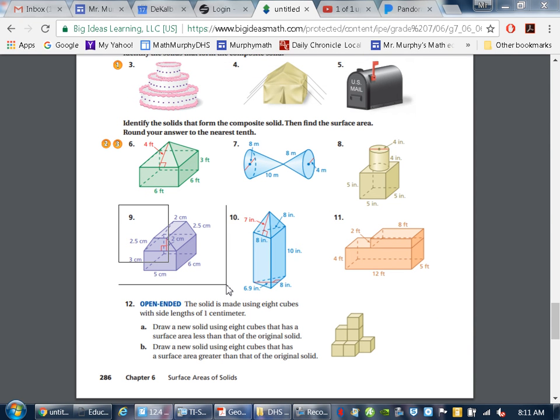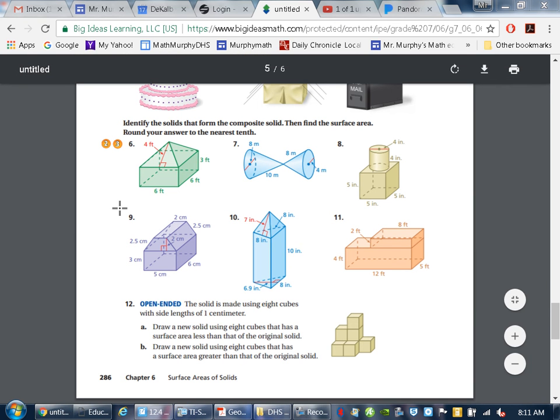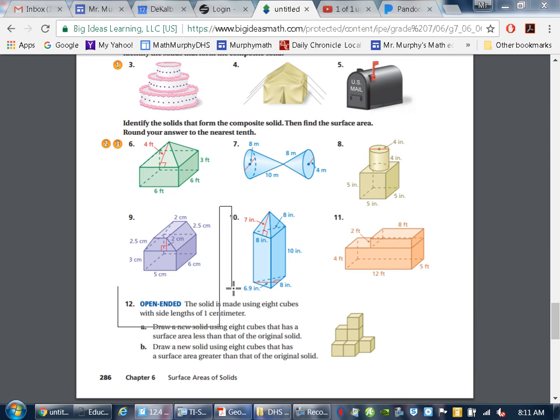That might not show up as cleanly. If you go back to number 9 from yesterday's homework.